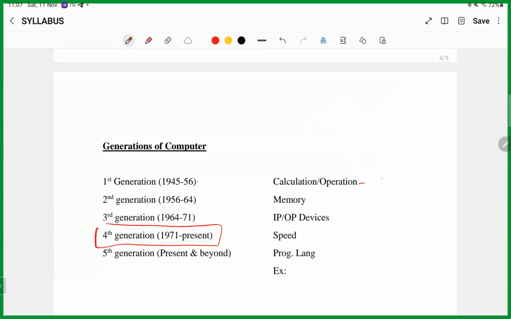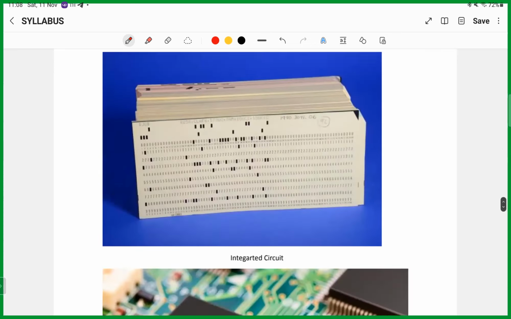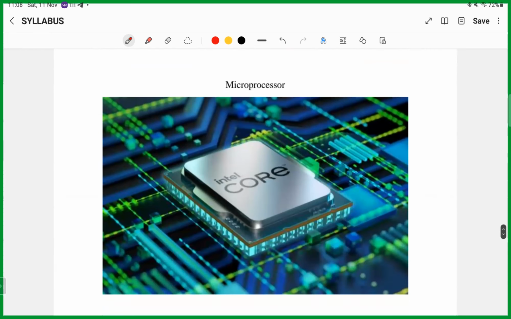In terms of operation, we use nothing but the microprocessors. The most important one, microprocessor. We started using microprocessors, and still now we use it in the audio board. It's a very small device. I'll just show you the picture. This is called a microprocessor. And Intel was the first company to produce this microprocessor.